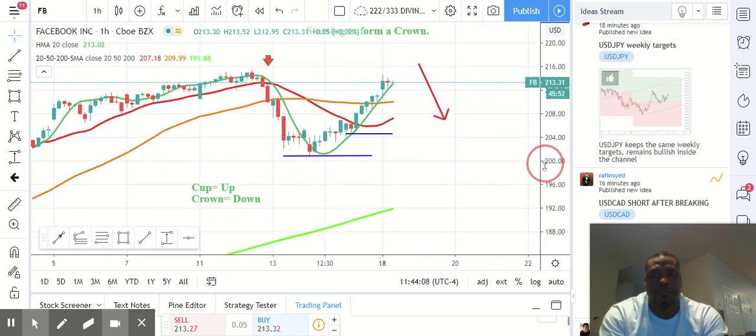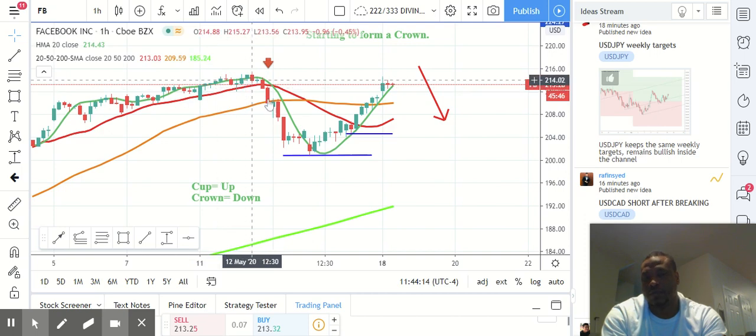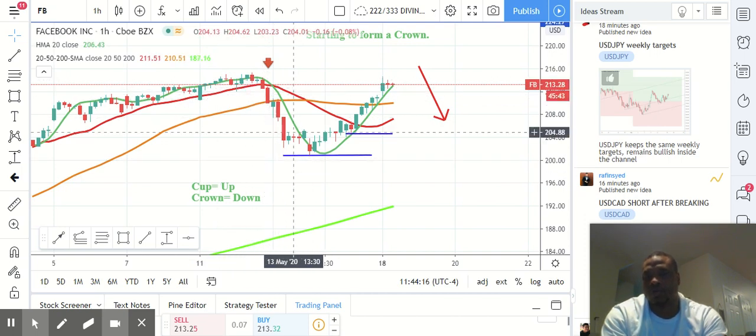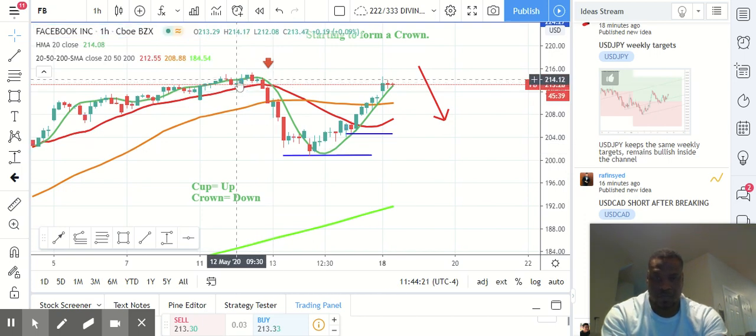So see this little tight range. It's tight in here. Okay, and then we start to break away. So this is a good example. Could be what? Selling opportunities.